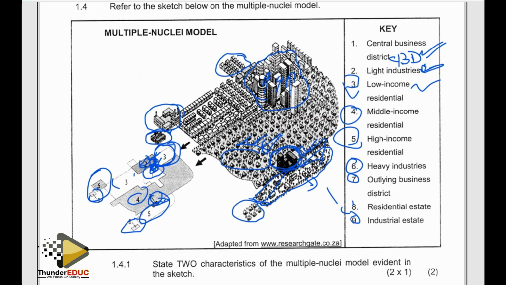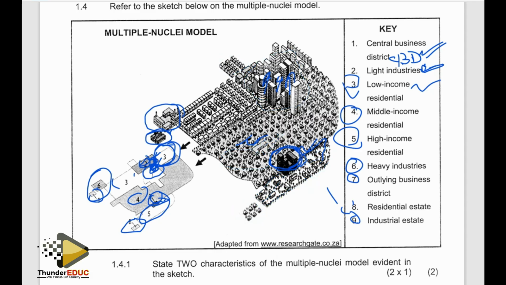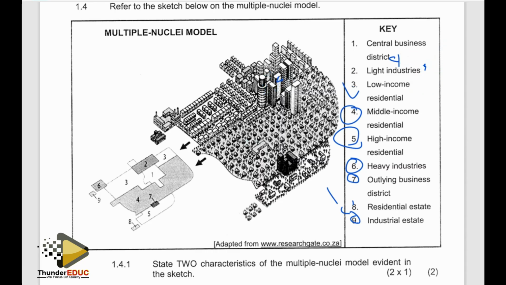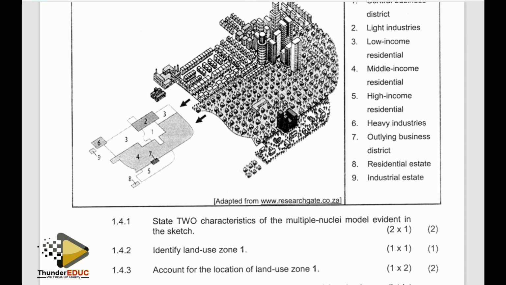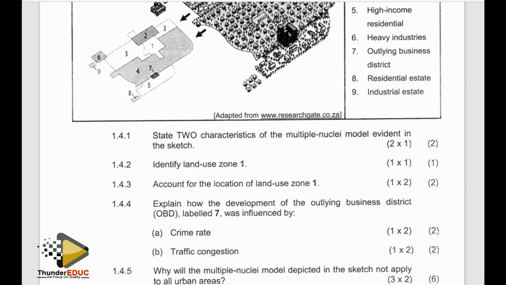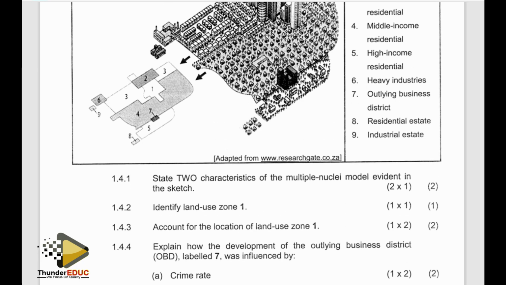Right, let's go to the questions and try to figure out how best we can attempt such questions. They were just interpreting the model and trying to figure out how it explains the distribution of different functions within an urban setting. Now we want to analyze the questions and see how we can best answer them using geographical sense. Right, number 141, it says: state two characteristics of the multiple nuclei model evident in the sketch.